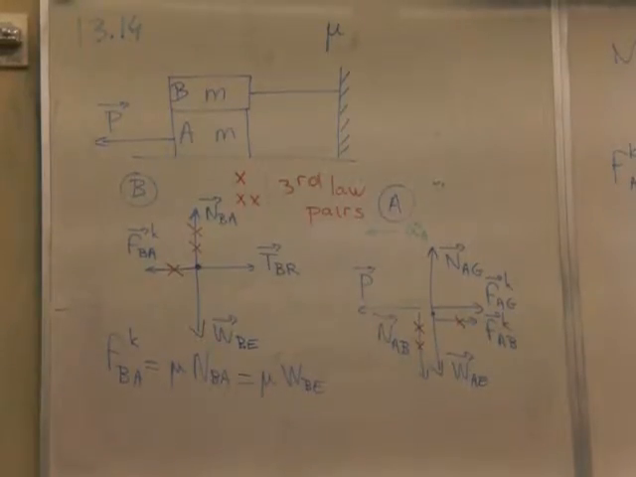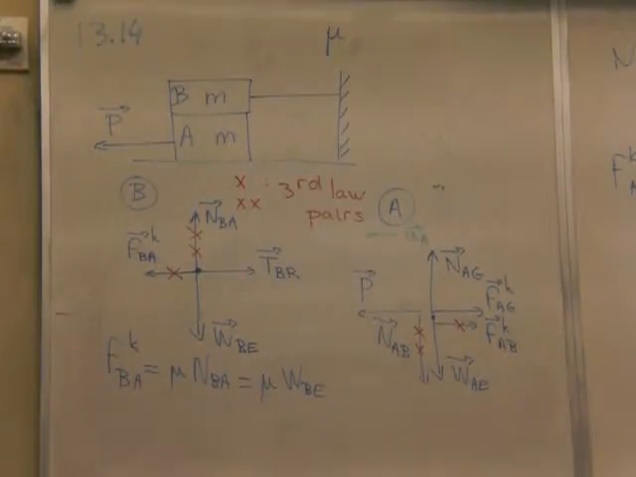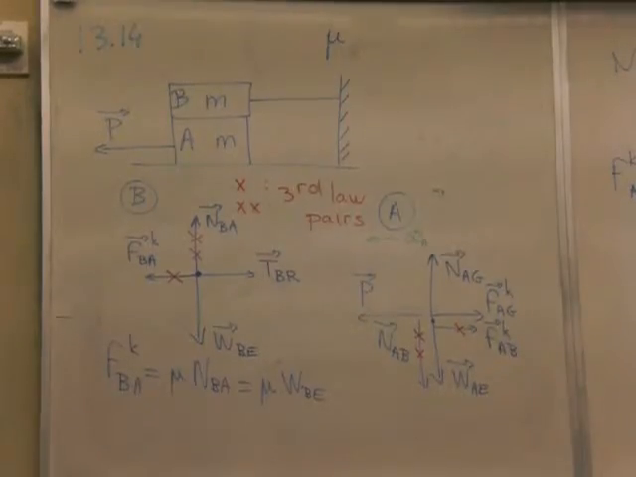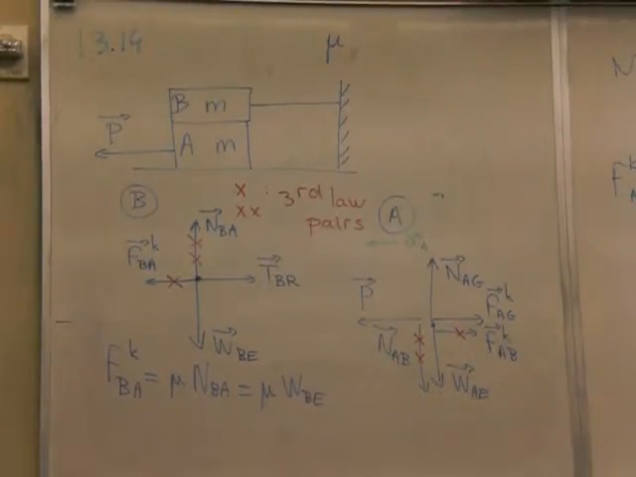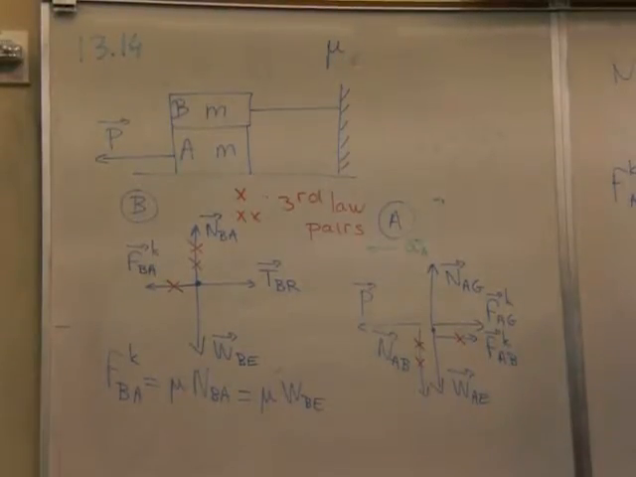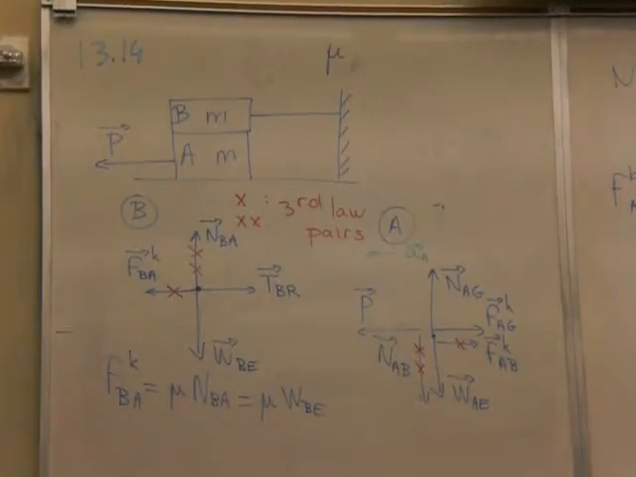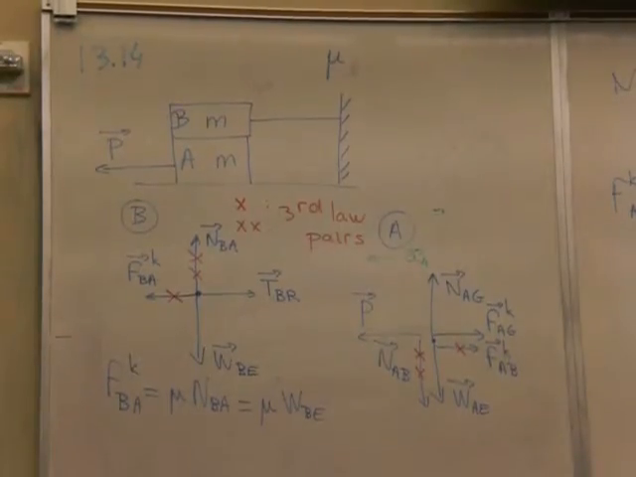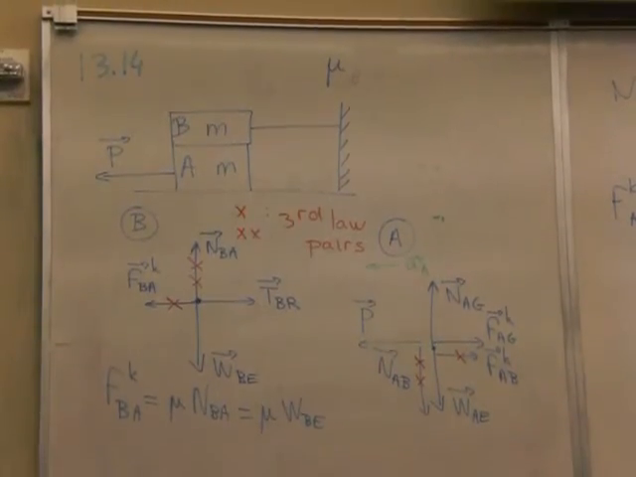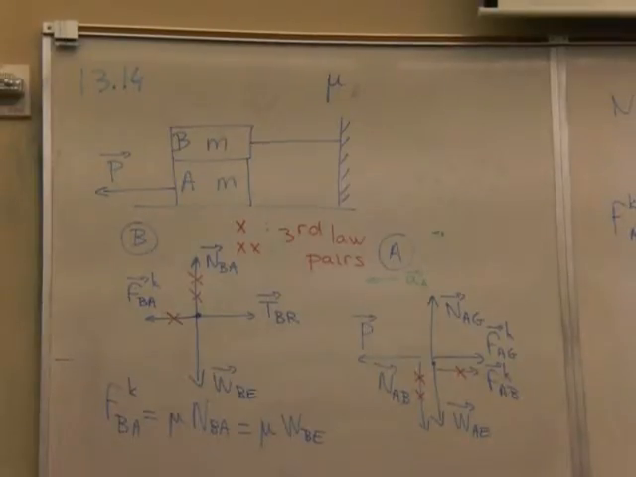And for A, you would get its weight, normal by the ground, and the normal acting on A by B. You have a force of friction acting on A by B. Which way does it go? Well, it's the third law here, so go to the right. Correct. You have the force of friction kinetic acting on A by B. You have also the force of friction acting on A by the ground, also to the right, because it moves to the left, sorry. There's a tension.